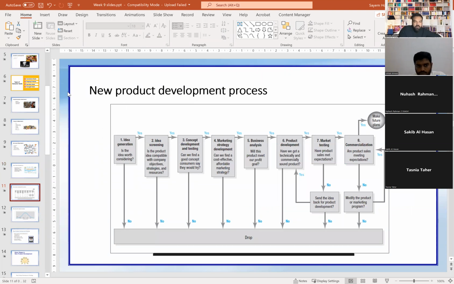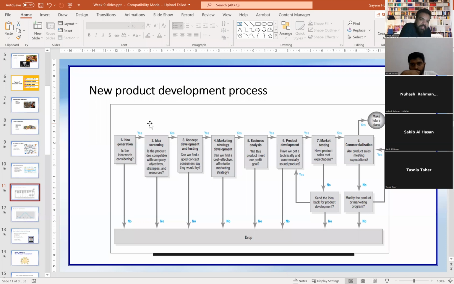So here's one diagram that has the whole new product development process. We'll go through each of these stages one by one, but I'm just showing you this diagram from the text. As you see, every stage is like a flow chart decision. It's a decision-making flow chart where there's a yes or no decision that you have to take. So the first step is idea generation. Is the idea worth considering? Imagine when a new idea comes into someone's head that we're going to produce a new product.